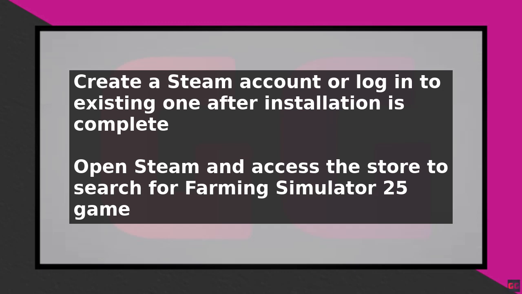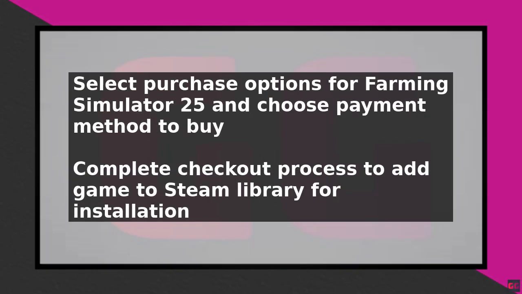Click on the game, then scroll down to the purchase options. You can choose to buy the regular game or the Year 1 bundle. Select your preferred option and click on it. Then choose whether you want to buy it for your account or as a gift for someone else.